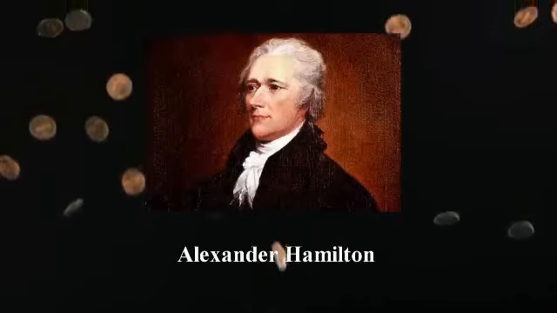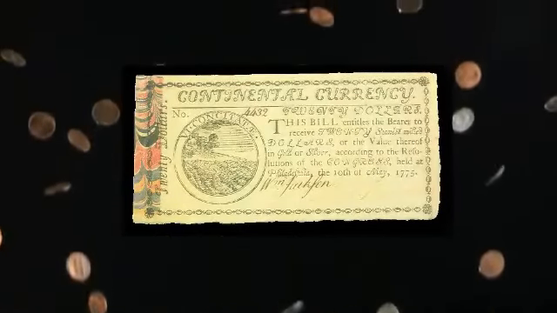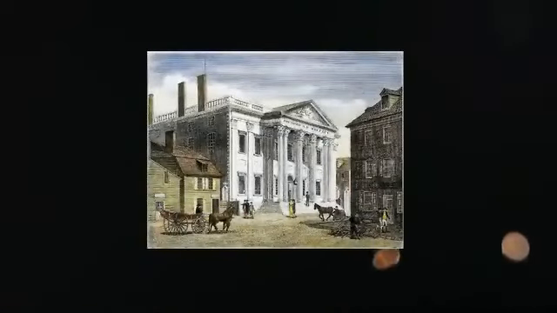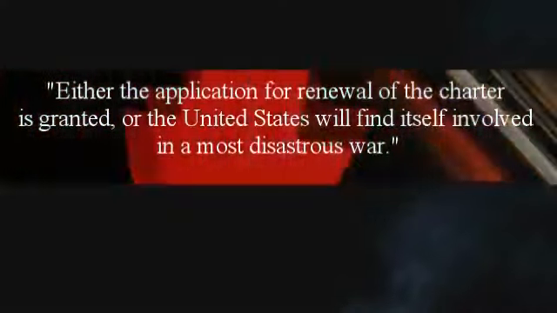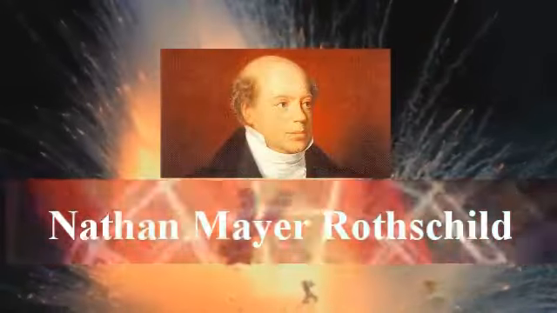By the end of its 20-year charter, the First Bank of the United States had almost ruined the nation's economy while enriching the bank's owners. As a result, Congress refused to renew the charter and signaled their intention to go back to a state-issued, value-based currency on which the people paid no interest at all to any banker. This resulted in a threat from Nathan Mayer Rothschild against the U.S. government. Quote, "Either the application for renewal of the charter is granted, or the United States will find itself involved in a most disastrous war."